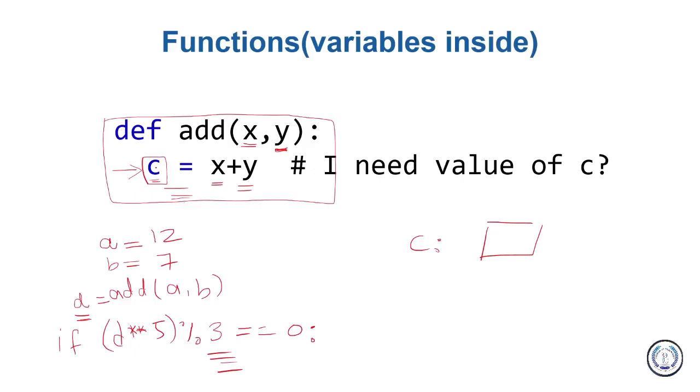How can you receive the value inside C outside this function? So that is the question in this slide. How can we do that?